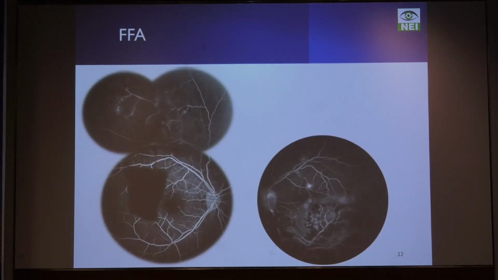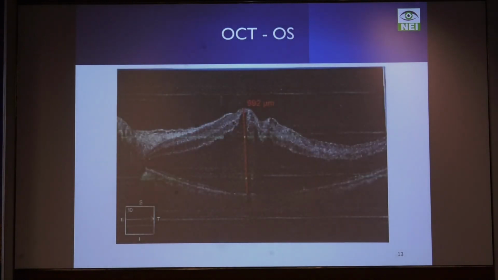The FFA showed presence of focal leakages and block fluorescence temporal to the macula in the right eye and focal leakages in the left eye, which confirmed vasculitis. OCT of the left eye showed gross macular edema.